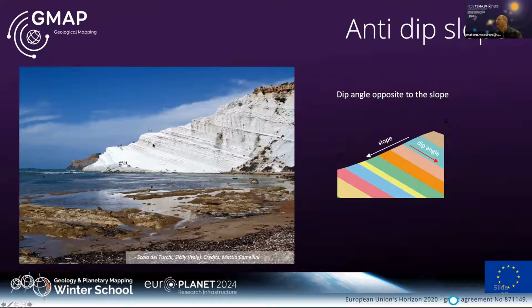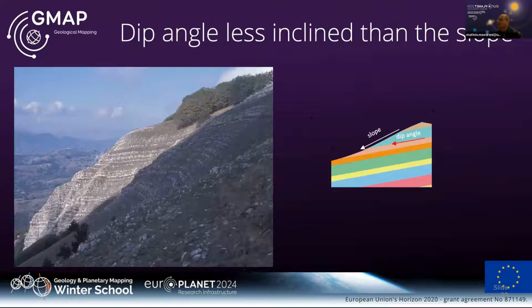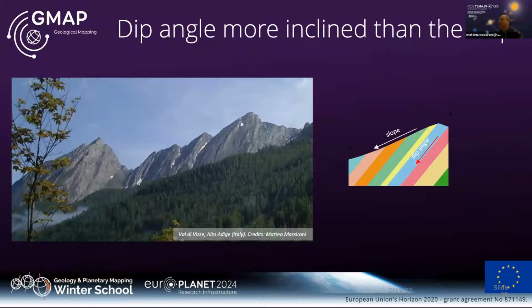And this is the anti-dip slope. Then we have the case in which the stratification is dipping toward the slope with the same orientation of the slope. So in this case, the dip angle is less inclined than the slope, for example, but we may have the same with the dip angle at the same versus than the slope, in which the dip angle is more inclined than the slope itself, like in this case.